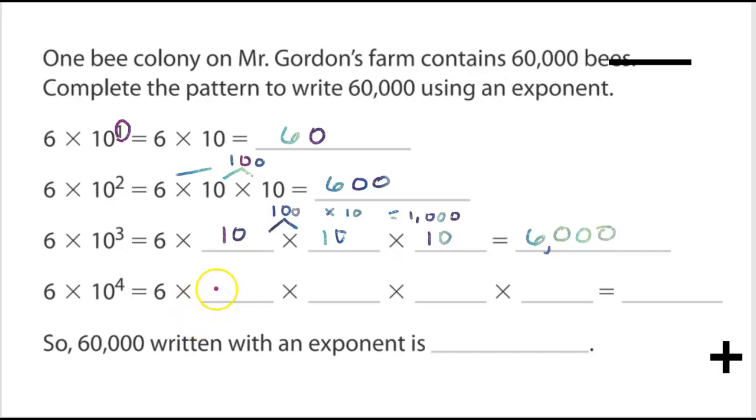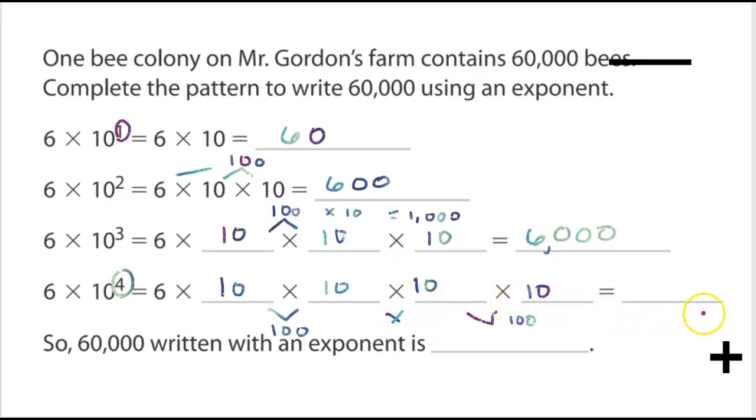Okay, so we're going to break this down, 10 to the fourth. This 4 tells me how many times 10 is being multiplied. So 6 times 10 times 10 times 10 times 10. I know 10 times 10 is 100. I know another 10 times 10 is 100. I'm writing it right here because I need this space. And then 100 times 100 is what?